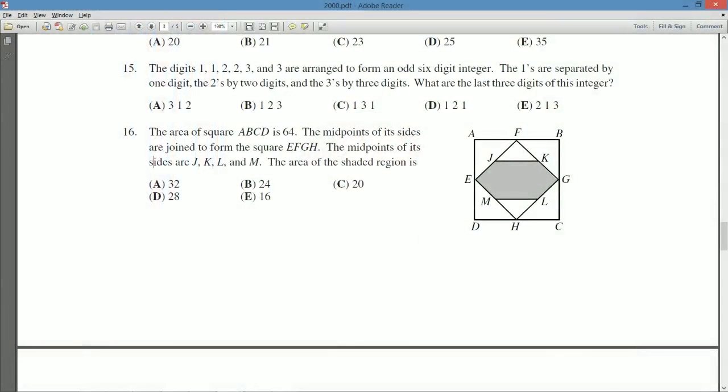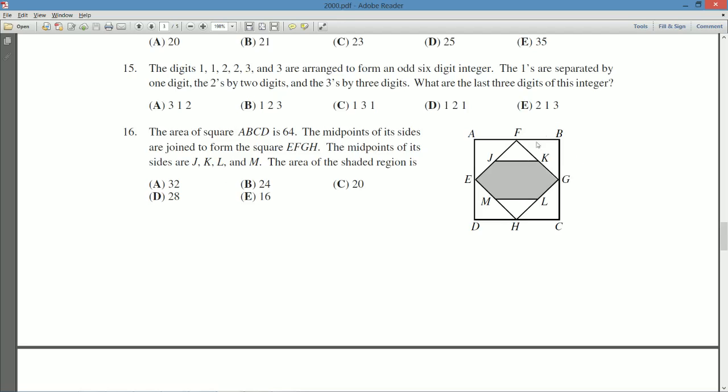The area of square ABCD is 64. The midpoints of its sides are joined to form square EFGH. The midpoints of EFGH are J, K, L, and M. The area of the shaded region is, alright.